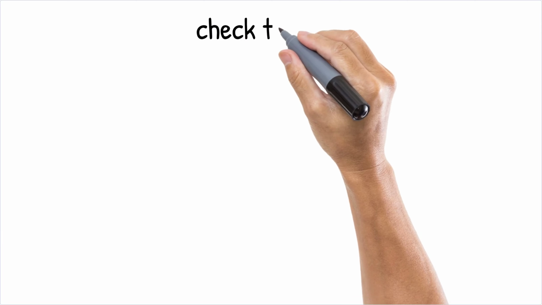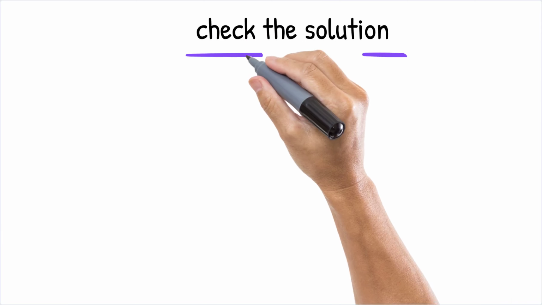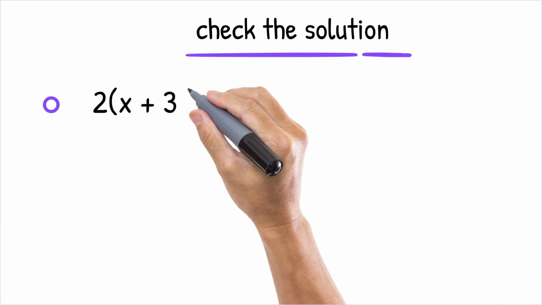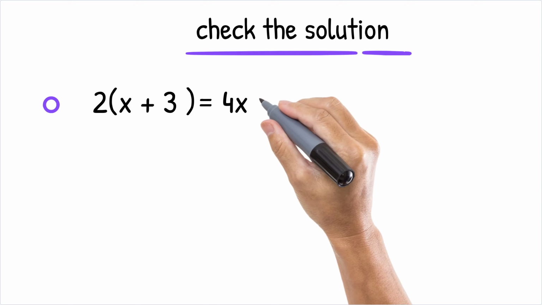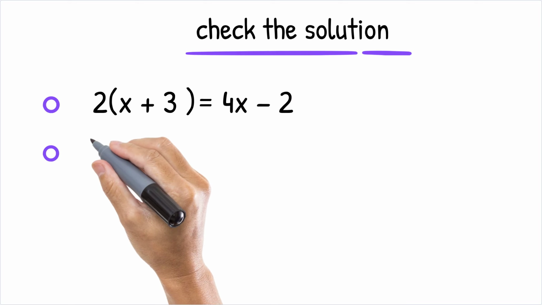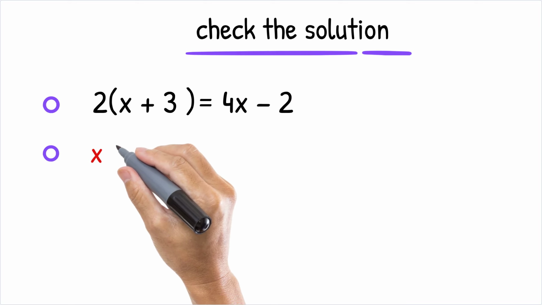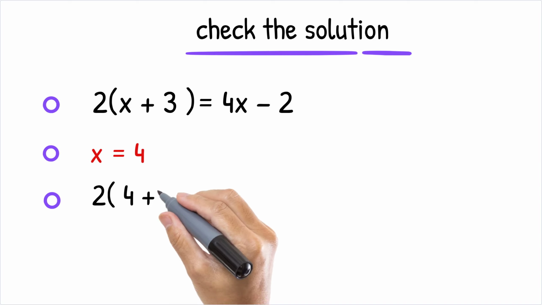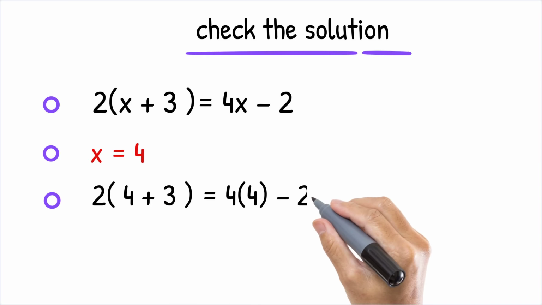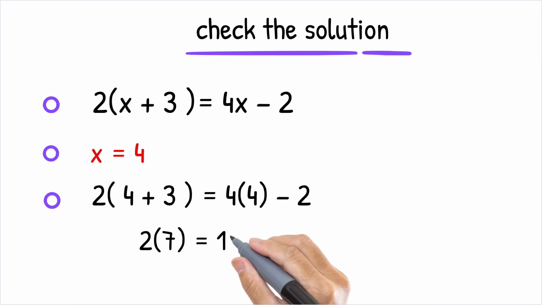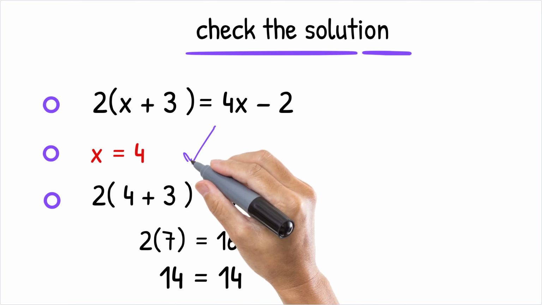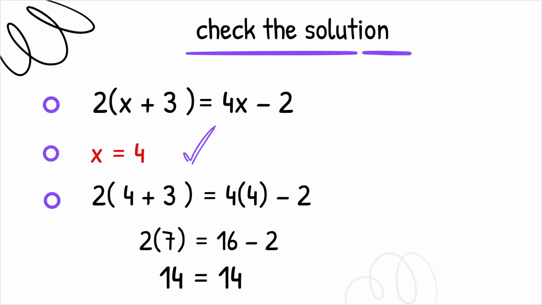Now check the solution x equals 4 in the equation. The equation is 2 times (x plus 3) equals 4x minus 2, for x equals 4. Check if it is a valid solution. That is, 2 times (4 plus 3) equals 4 times 4 minus 2. 2 times 7 equals 16 minus 2. 14 equals 14, which is true. Hence, x equals 4 is the solution.